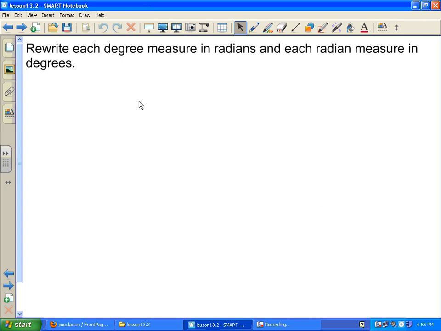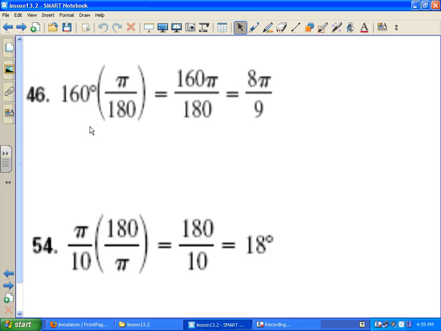So in this example, we write each degree measure in radians and each radian measure in degrees. On the following slide, you can see once again 160 degrees converted to radians by multiplying by pi over 180. Pi over 10 radians converted to 18 degrees multiplying by 180 over pi.